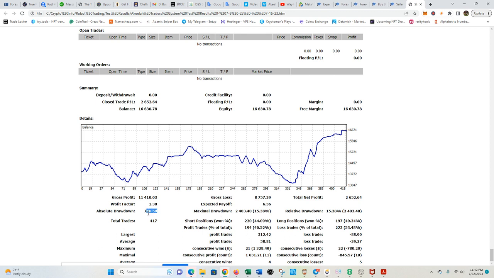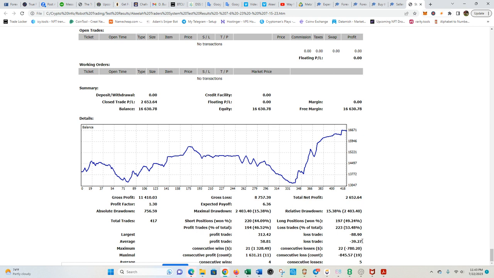But that's a pretty significant result there. Only $750 drawdown. You can see the results here. The total profit trades were about 46% profitable. But what's important here is the profit factor. And so the profit factor was a little over 1.3. And at a 1.3, you can see the average profit trade was about $58, where the average loss trade was a little less than $40.